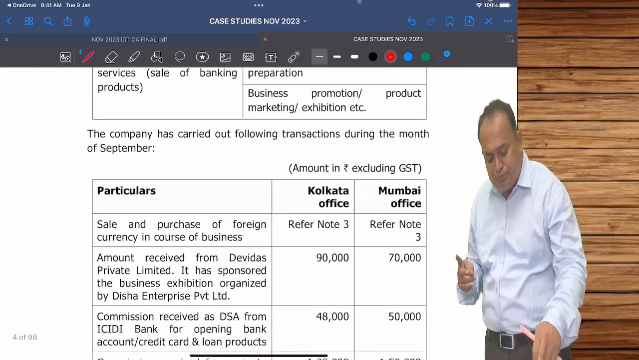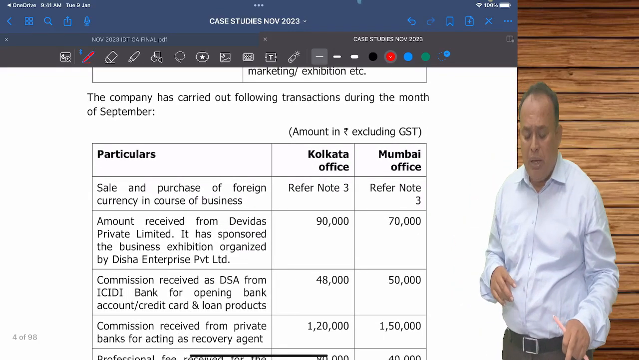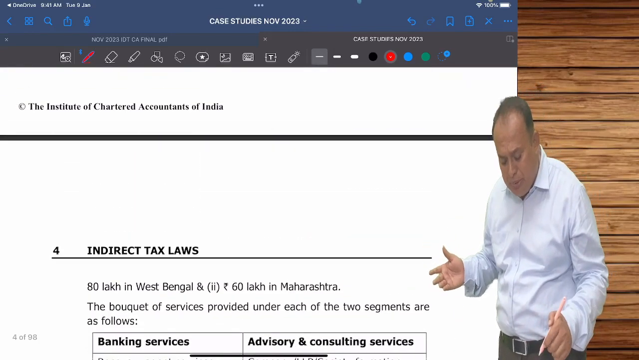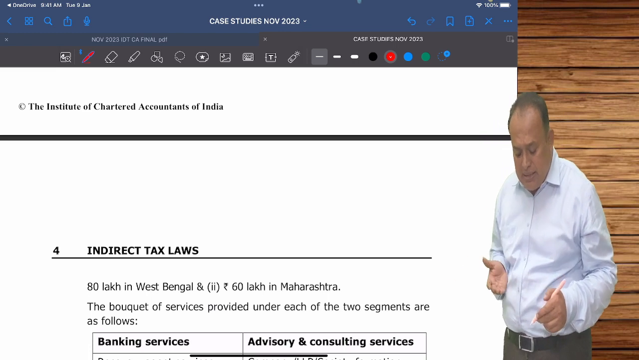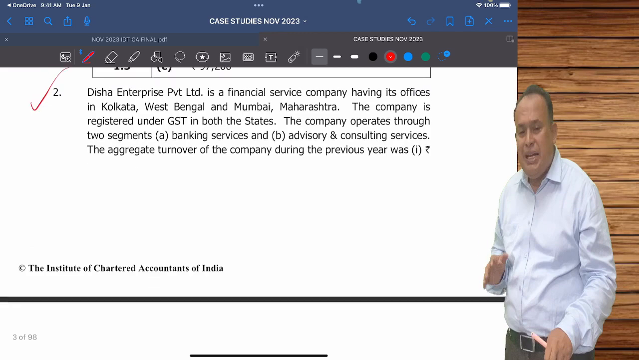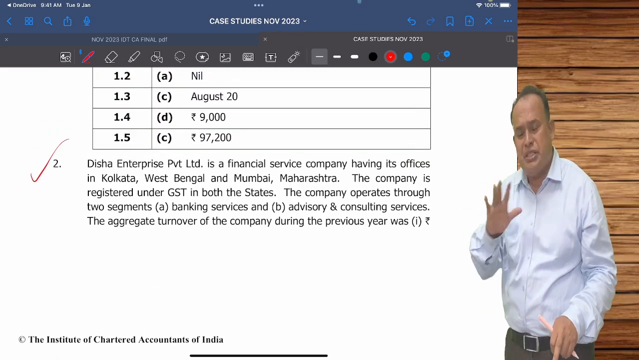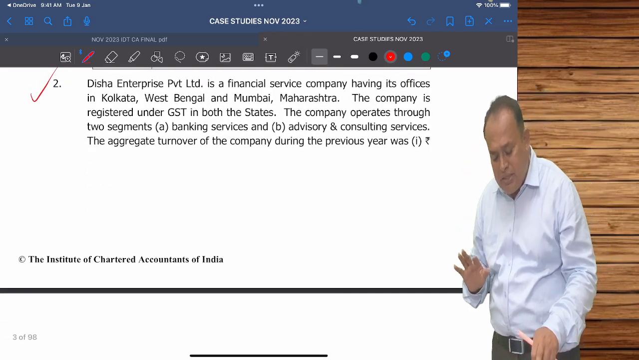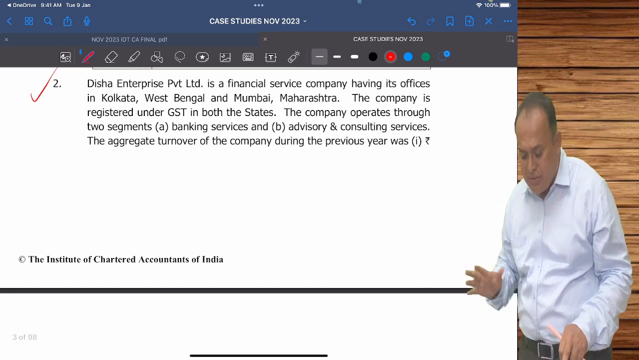One is called Kolkata office, the other one is Mumbai office, and their turnover is also given for the previous year, 80 lakhs and 60 lakhs, which is 140 lakhs. Now, they are not eligible to go for composition scheme. That is very clear. So, Disha Enterprises is a provider of financial services. Fine.